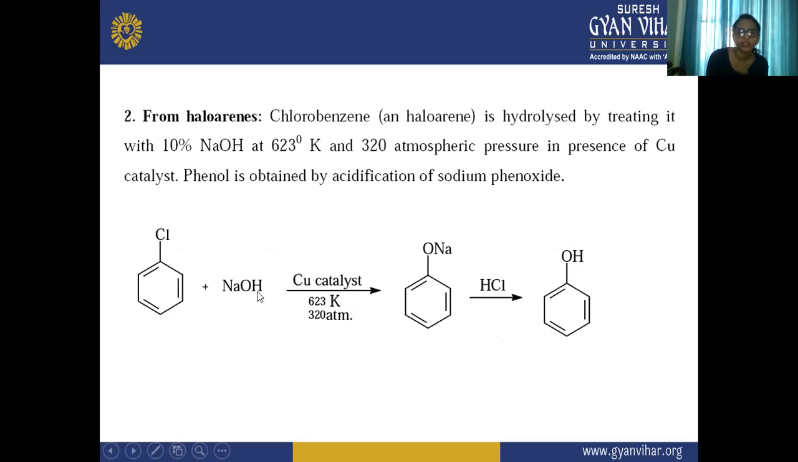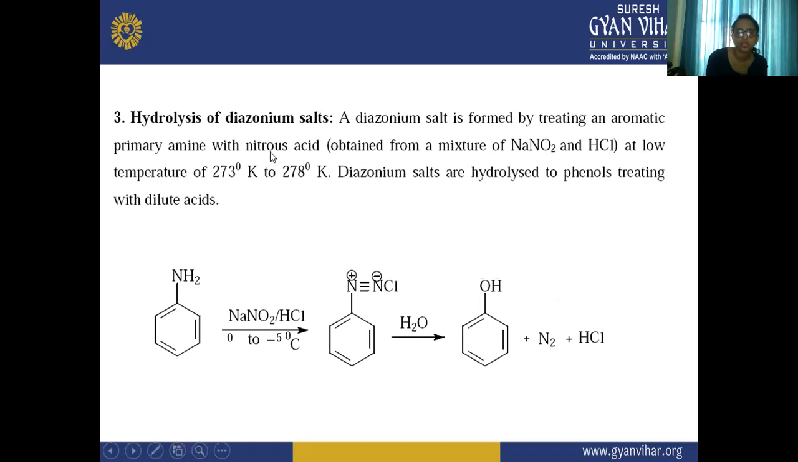The second is from haloarenes. Chlorobenzene is hydrolyzed by treating it with 10% NaOH at 623 degrees Kelvin and 320 atmospheric pressure in the presence of a copper catalyst. Sodium phenoxide is formed, and phenol is obtained by its acidification.